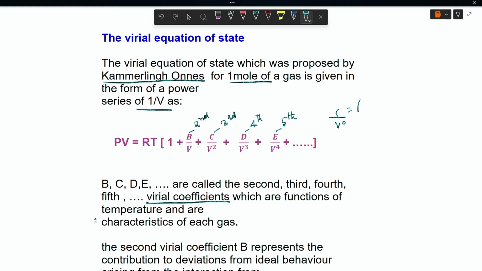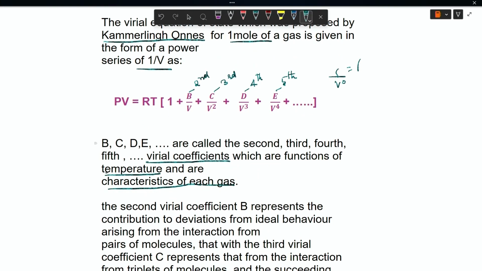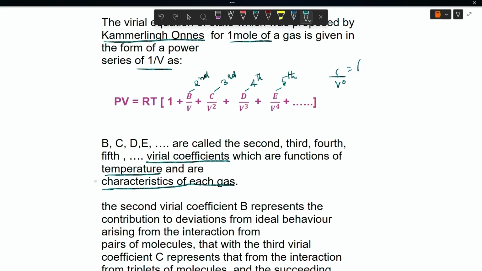Now, this is a function of temperature, and it is characteristic of each gas. From gas to gas it will be different, and again for a single gas at different temperatures these values will be different. In the van der Waals constants, the drawback was that a and b were supposed to be constants forever, but it has been found that the values of a and b change with temperature for a given gas. So, the virial equation has overcome this, since it is a temperature dependent function, and also characteristic of a gas.